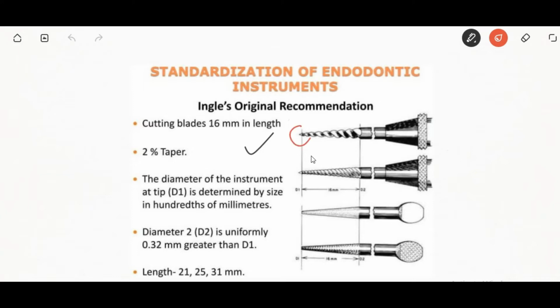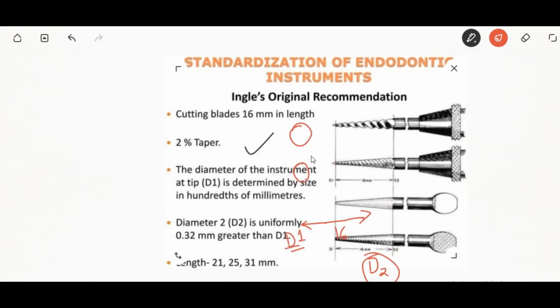The working blade, so this one is the working blade. It will begin at the tip D1 and extend up to 16 mm up to the shaft. So D2 here should be 0.32 mm greater than the D tip. So there will be a constant increase in the taper of 0.02 mm per mm of the instrument.